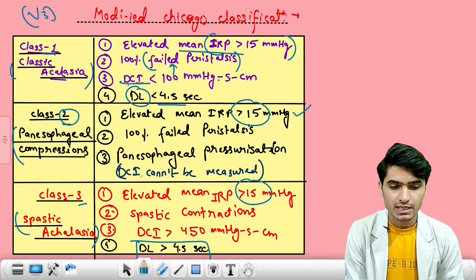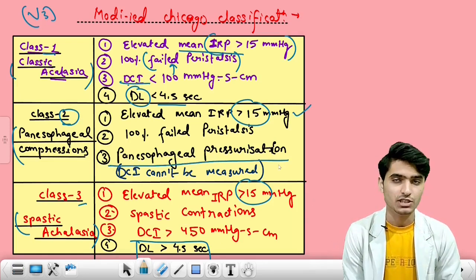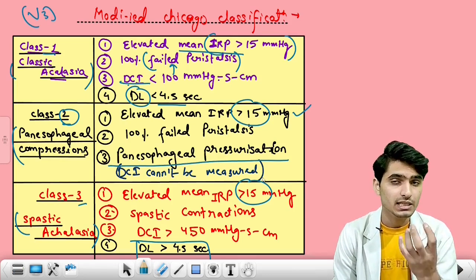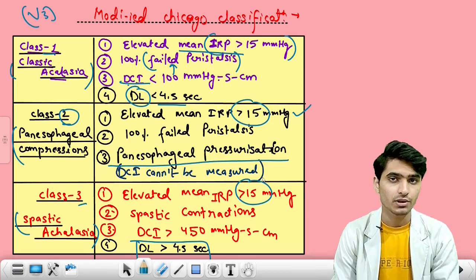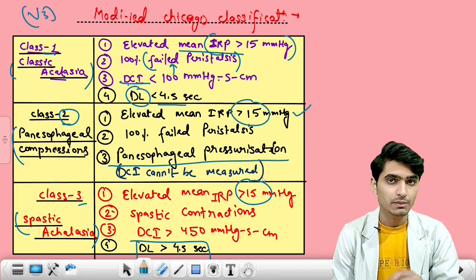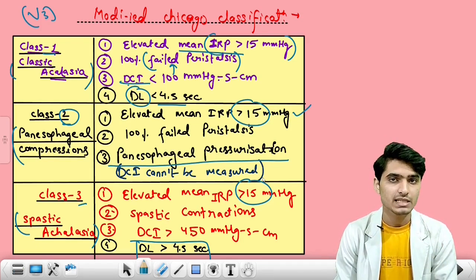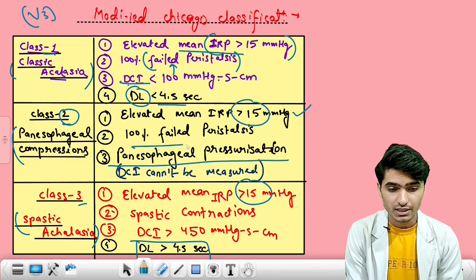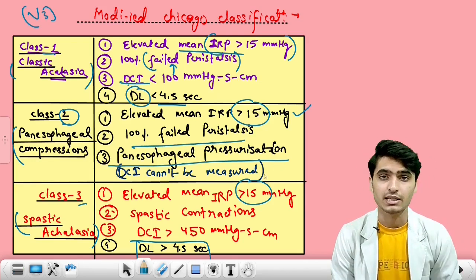And the second class is pan-esophageal pressurization. The whole esophagus is pressurized, as the DCI can be measured. So due to the pan-esophageal pressurization, peristalsis can't occur inside the body of the esophagus. That's why peristalsis has also failed in class 2.